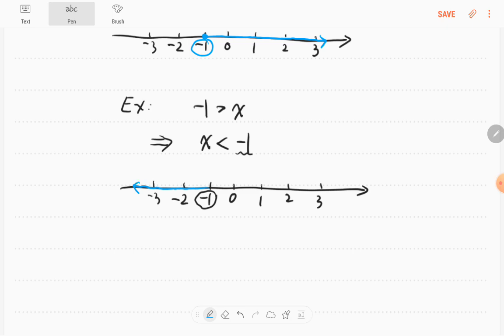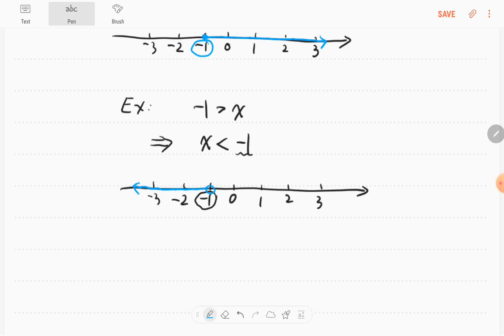The last step, we need to work on the single value. Here it is -1. We check the inequality and realize there is no equal sign included, which means -1 is not a possible value. So I will put a circle, but this time make sure this circle is open, not closed. An open circle means -1 is not included.